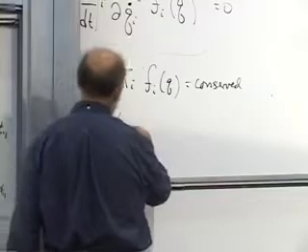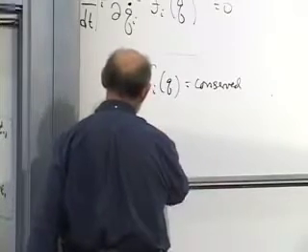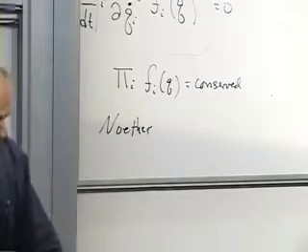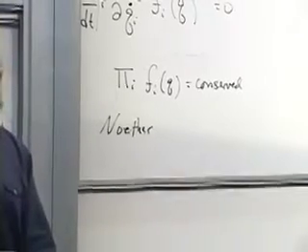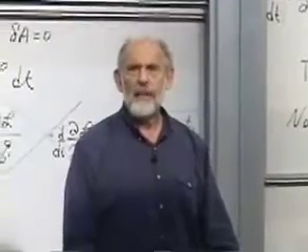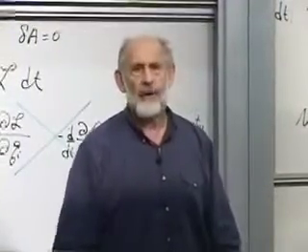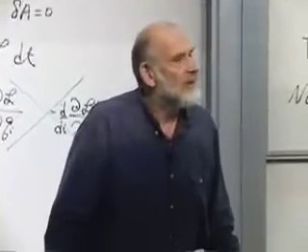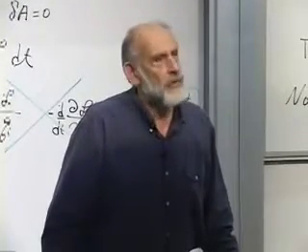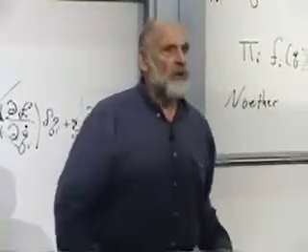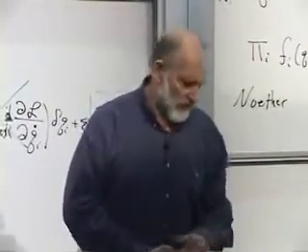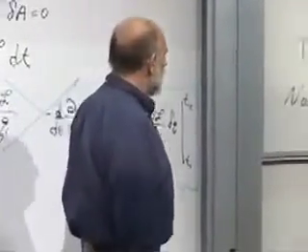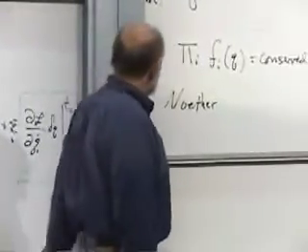Noether, N-O-E-T-H-E-R. Emmy Noether was a late 19th, early 20th century mathematician. She died in the 50s? Well, it must have been the 20th century. I'm not sure when she discovered this theorem. But in any case, this is Noether's theorem, that there's a conserved charge.